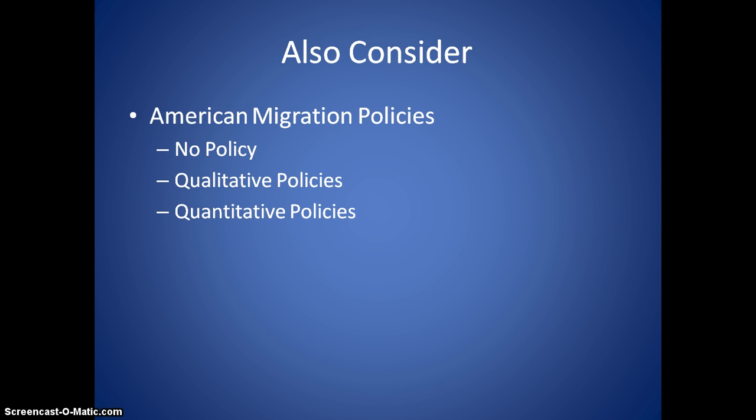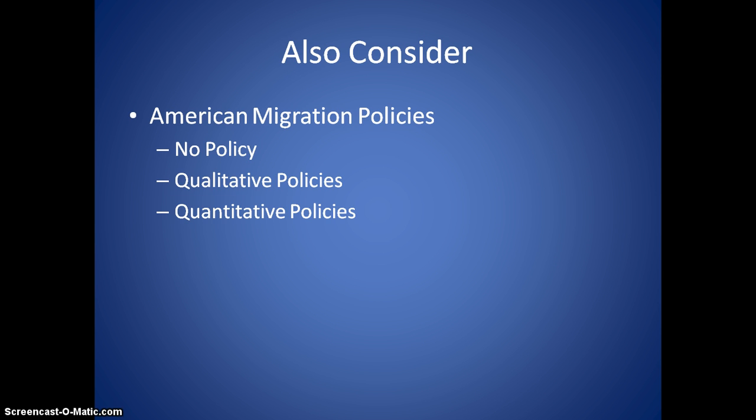If you look over the years, essentially you could wrap it up into three broad categories. Initially, there was no real policy on immigrants. Then we went to qualitative policies, basically saying only certain types of people were welcome. For the most part, we allowed people in, but we said only a certain amount could come in. And now we've moved pretty much strictly to quantitative policy, saying that we're only going to take so many people from all across the world.